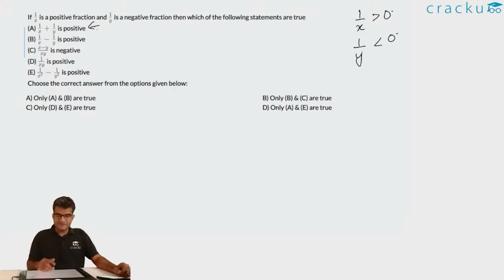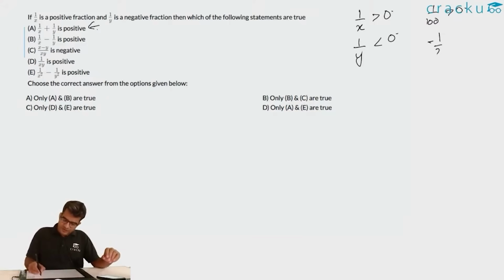Let us assume that in one case x is, say, equal to 100. Then 1 by 100 is greater than 0. And let us assume that y is equal to 2, y is a small number. Then minus 1 by 2 is equal to 1 by y, and this is less than 0. The sum of these two is less than 0.